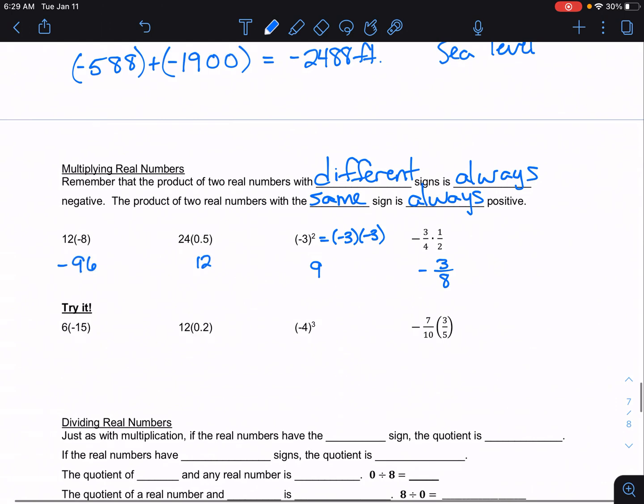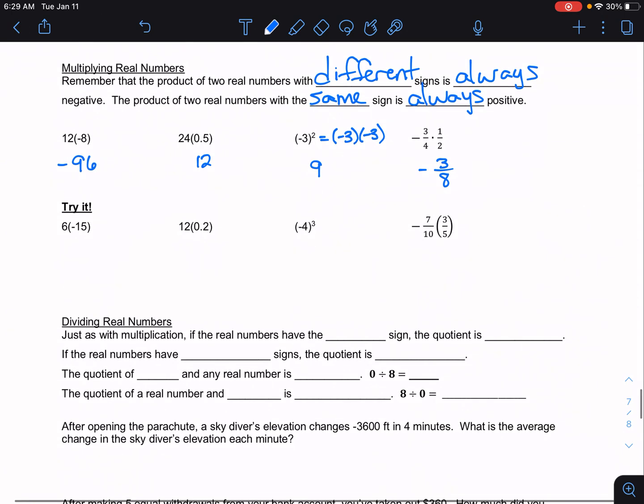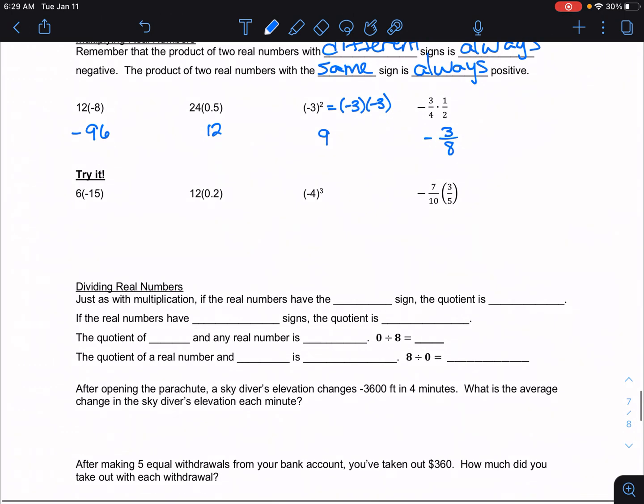Okay, here's a chance for you guys to try a few on your own. So this would be a good chance to pause the video, work through those 4 problems, and then we will check our work in just a moment.